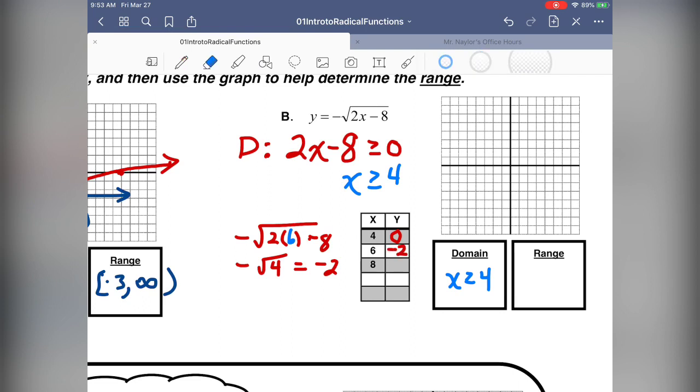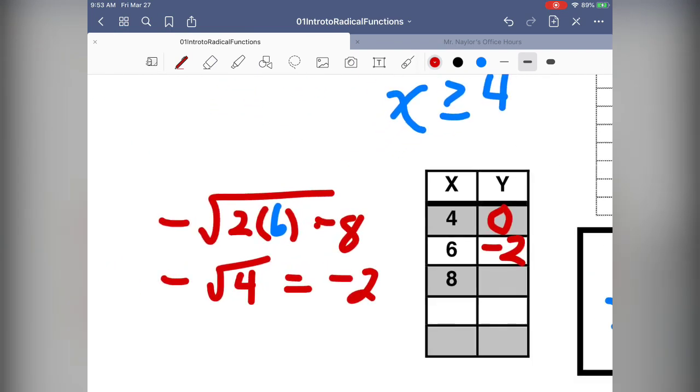What would happen if you plug in 8? Well, I'm allowed to plug in 8, but what you'll see is that it doesn't come out evenly. And we want to make sure we understand that that's okay. You're allowed to plug in numbers like that. It just might require a calculator as you try to compute 16 minus 8, and then the square root of 8.